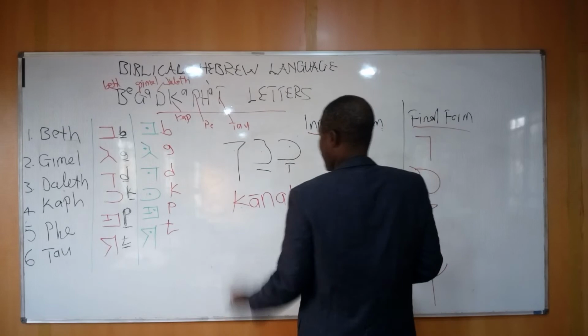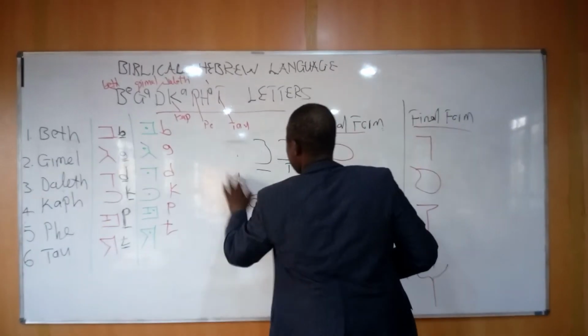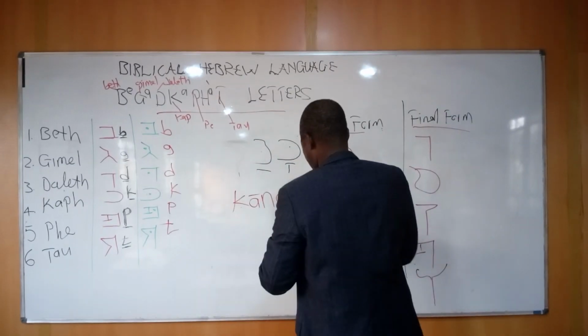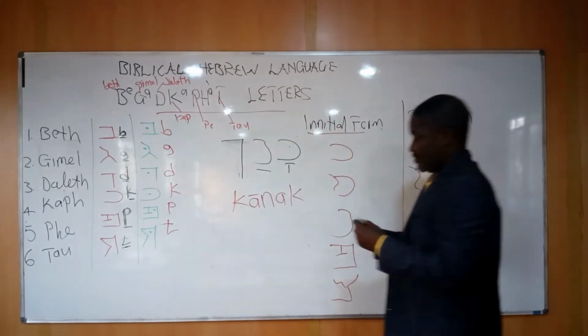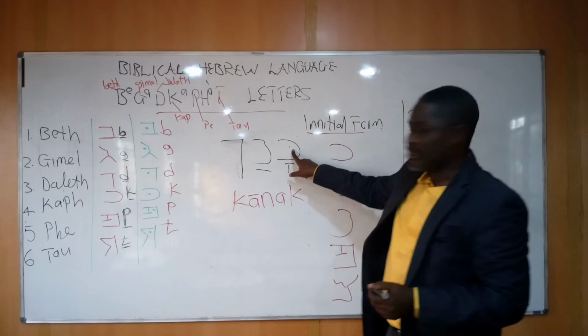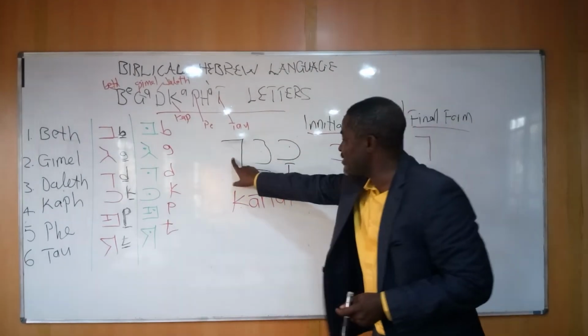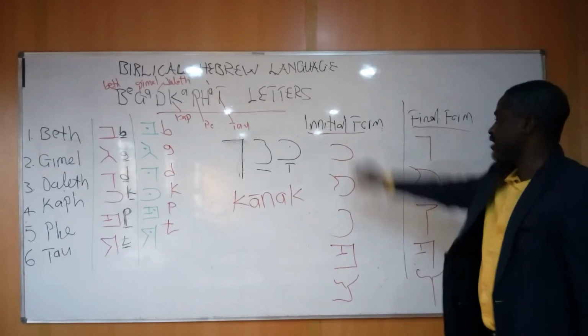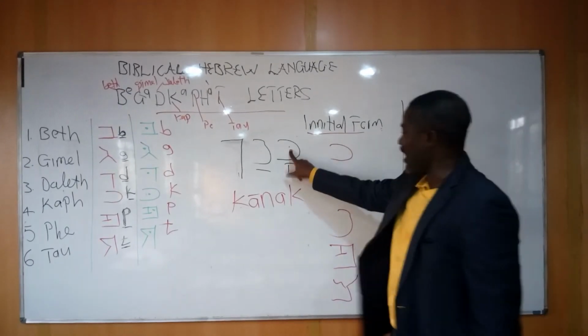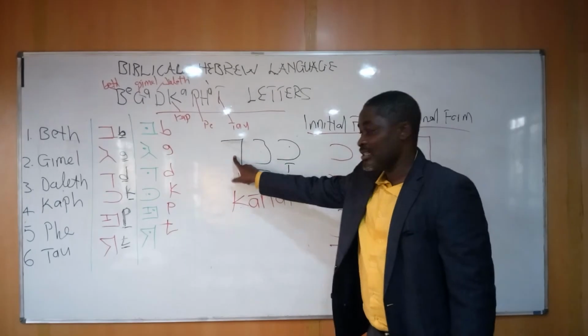Okay. Let me use Kanak. It's supposed to be like this. Kanak. Yeah. It's supposed to be like that. So this is Kaf, which begins. But when it ends this word, it changes to this form. And that's what you have here. Kaf, the initial form. Then Kaf, the final form.